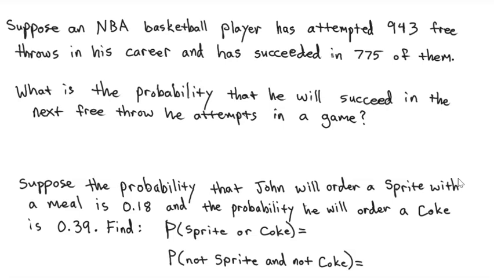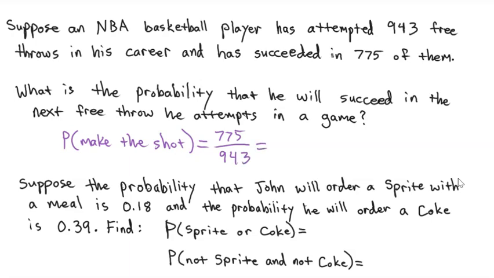Here's a sports example. Suppose an NBA basketball player has attempted 943 free throws in his career, and he's succeeded 775 of them. What's the probability that he will succeed in the next free throw that he attempts in the game? So what's the probability that he will make the shot? Well, the probability is how many he's made before, 775, out of how many he's tried altogether, 943.